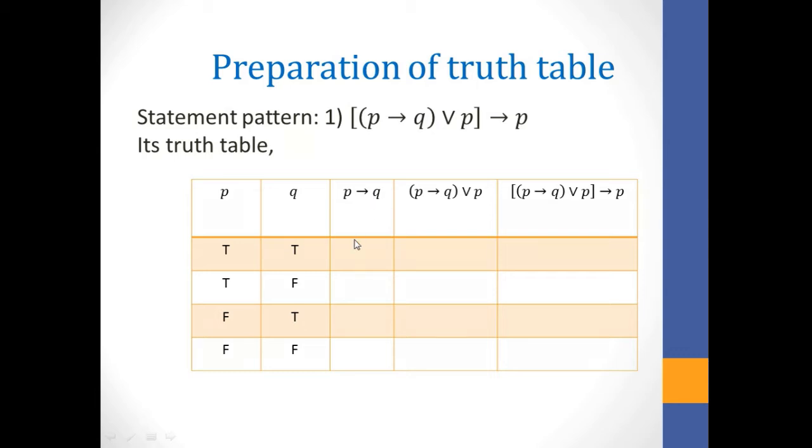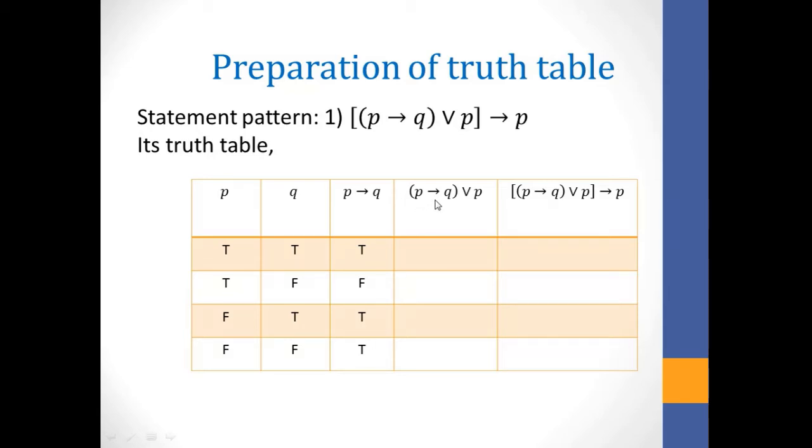Now as per the requirement in this statement pattern, stepwise the third column will be P implies Q. As per our previous knowledge, we have to use the truth table for P implies Q. Here T implies T, we know that it is T. Then T implies F is F. Then F implies T is always T. And the last one, F implies F is T. Okay, so remember this column, P implies Q. See this carefully: T, F, T, T.